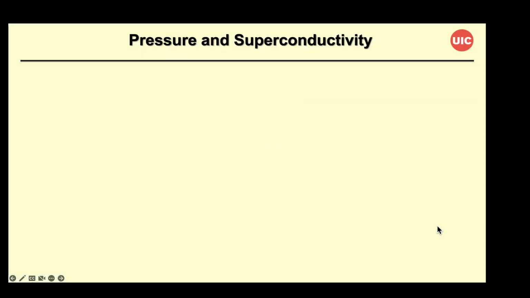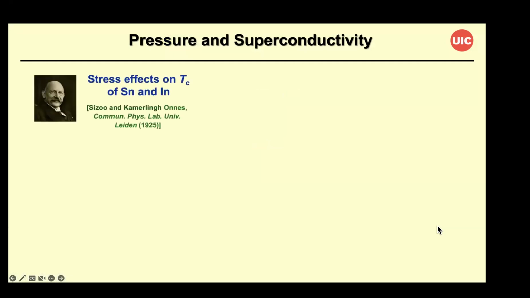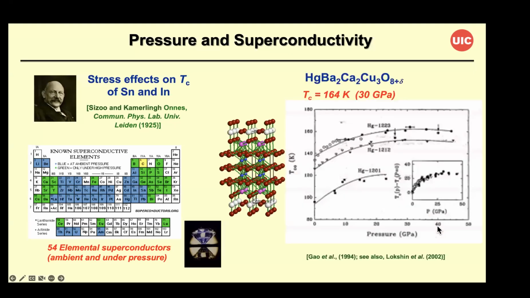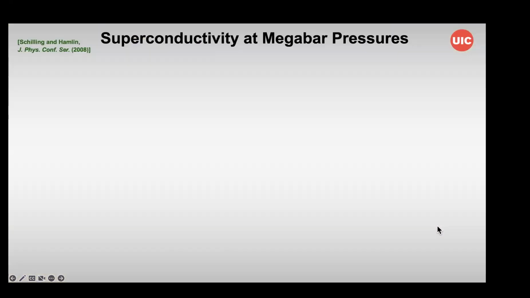So a little bit about pressure and superconductivity. Of course, there's a deep history here, going back to the very first effects of pressure or stress by Cameron Leonis on tin and indium back in the 20s. We now have the superconducting table of the elements shown here, with a number of elements turned into superconductors, even gases turned into superconductors under pressure. And before the hydrides, we had the record in the cuprates under pressure, the mercury, barium, calcium cuprate work that was done in our lab many years ago.